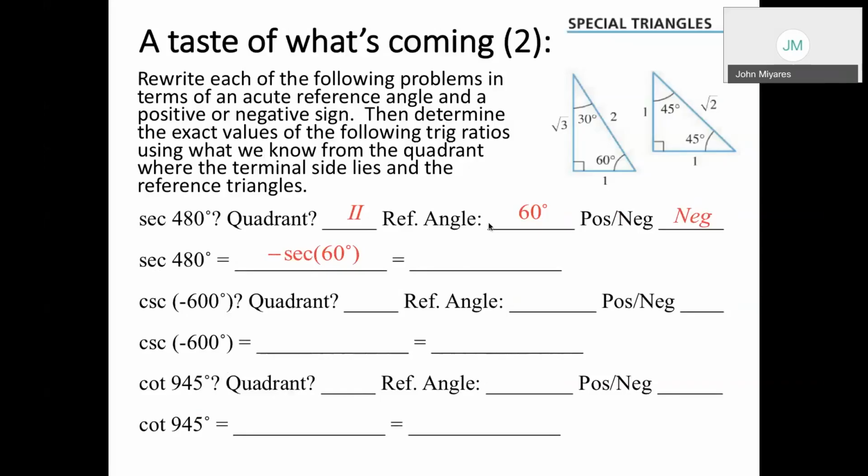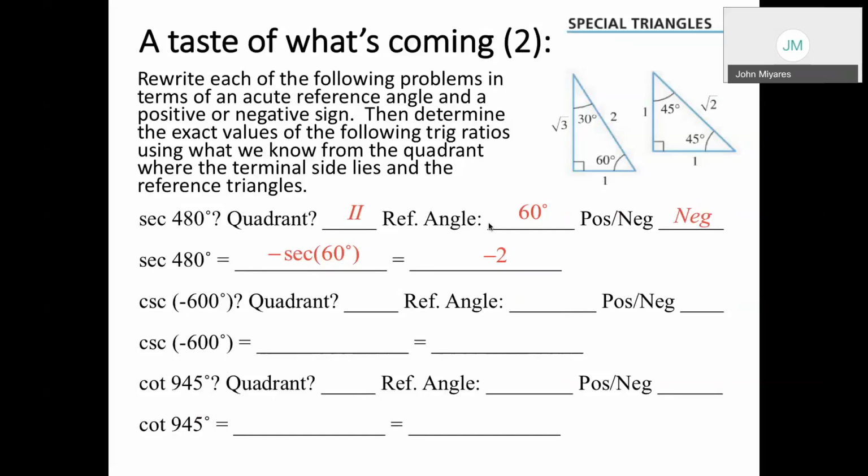Finally, we're going to look at our reference triangle, look at the 60-degree angle. We know the secant will be the reciprocal of the cosine. Cosine is adjacent over hypotenuse, therefore secant is hypotenuse over adjacent. With the sign being negative, our final answer will be negative 2 over 1.